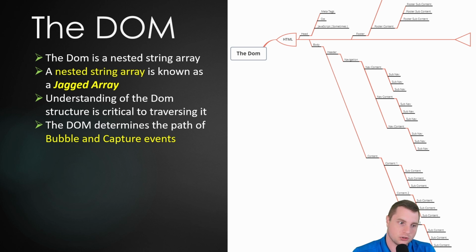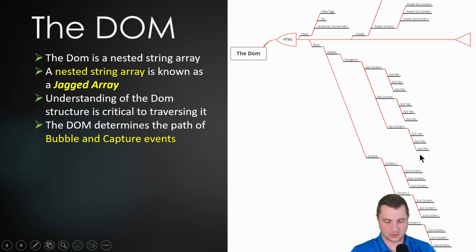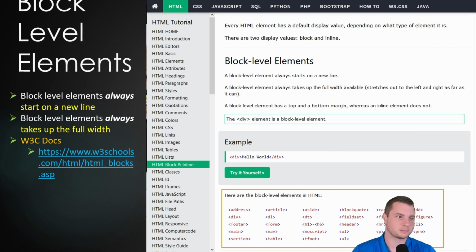So there are two propagation types. There's the bubble and then there's the capture. Bubble starts at the place that it was clicked from, so bubbling up. Capture is the exact opposite, where you go down the DOM. Okay, that's all I'm going to say on that.